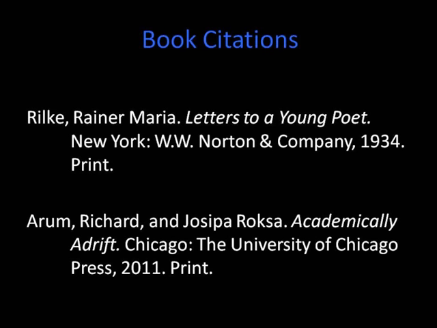Here are 2 examples of citations for books. The reason I include 2 is to show you that citations for any medium can quickly get complicated. This first example has only one author, but he has 3 names. So the last name, Rilke, comes first, followed by a comma, and then his first and middle names, Rainer Maria.